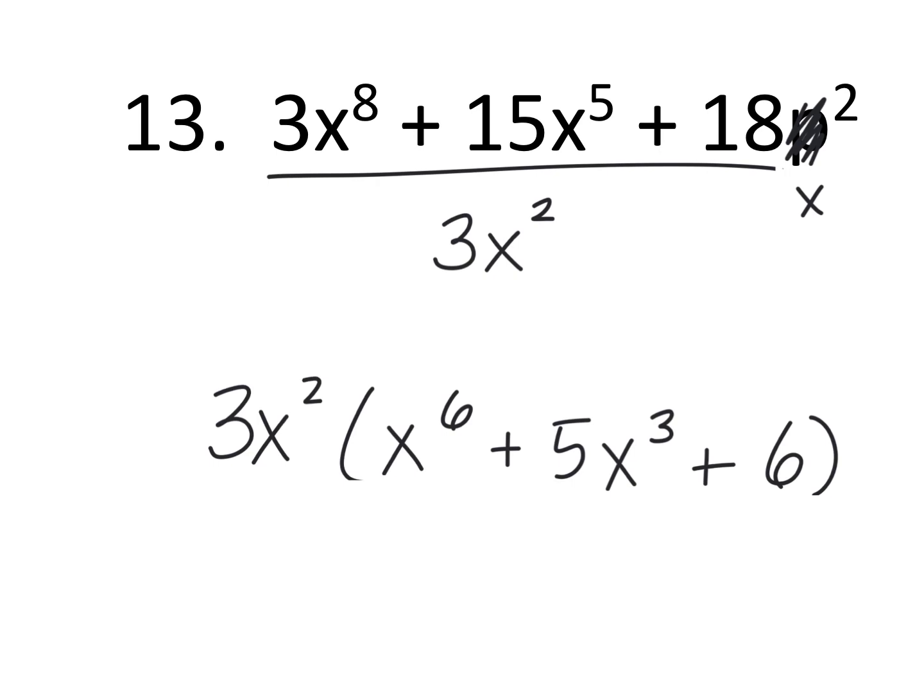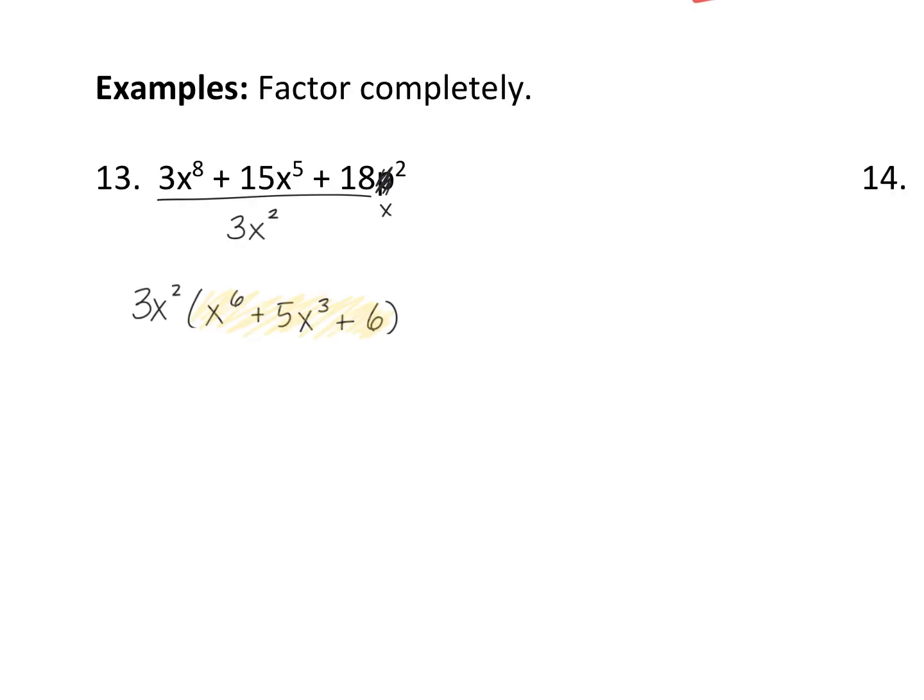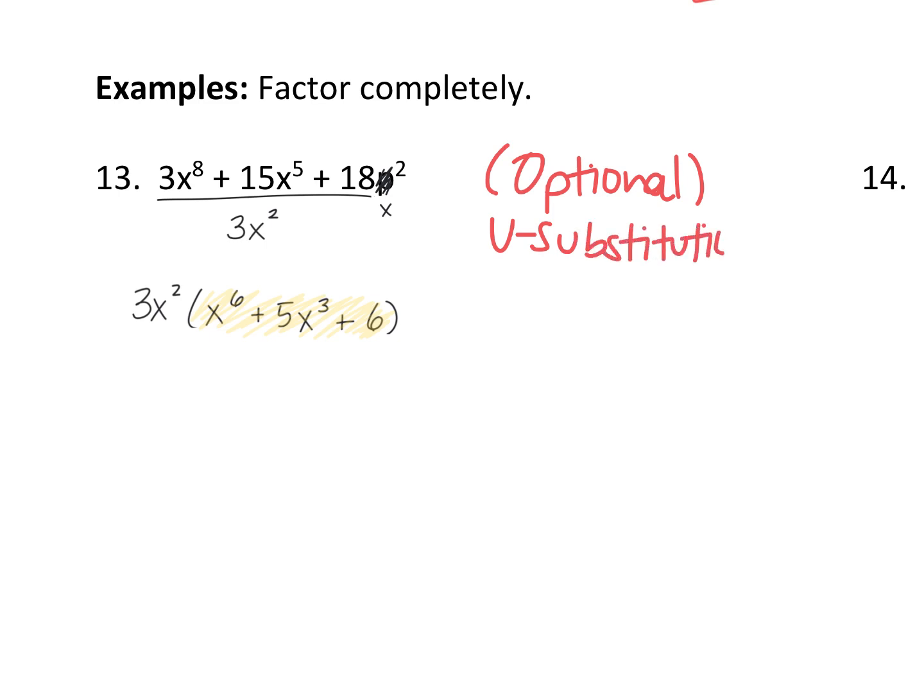We are going to have to factor this again, because what I need you to notice is that this is quadratic in form. U substitution is completely optional. I do not care if you use it or not. So this is optional, but we're going to write it down as an example. So this is an example of U substitution. And I'll do it kind of out to the side, okay? So leave space for number 14, but I'll do it right here.